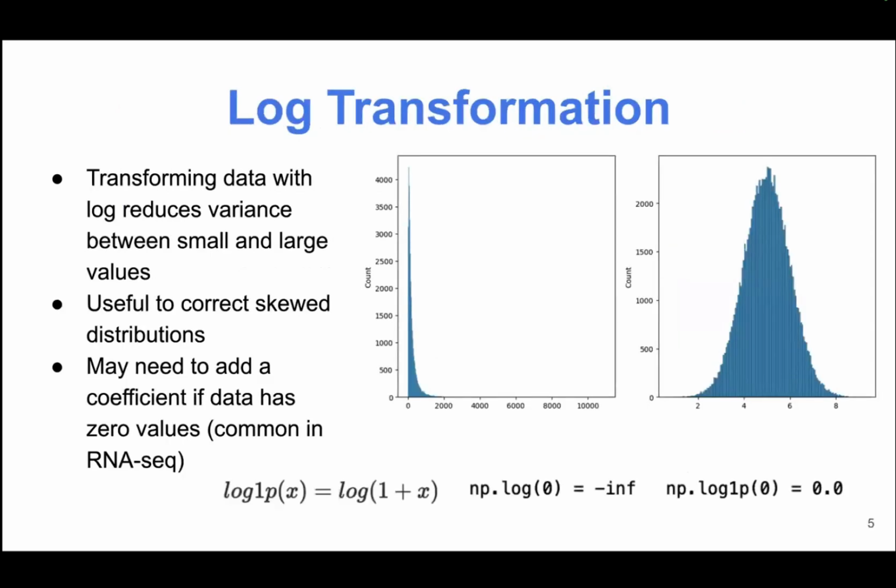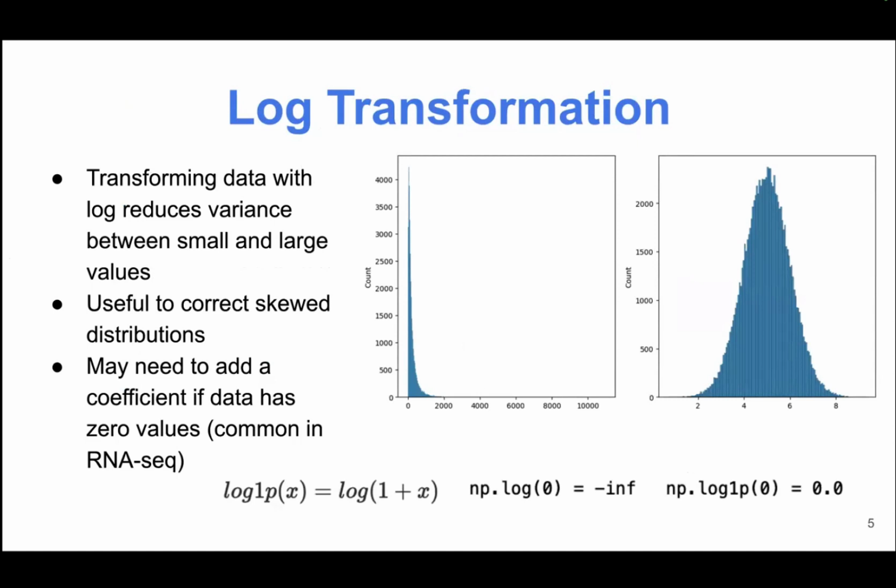Typically, the first step in this process will be some sort of log transformation, where we'll apply a logarithm to every value in our matrix. This will reduce the variance between our very small values and our very large values, because instead of looking at the differences in the values themselves, we'll be looking at differences in the orders of magnitude between those values.